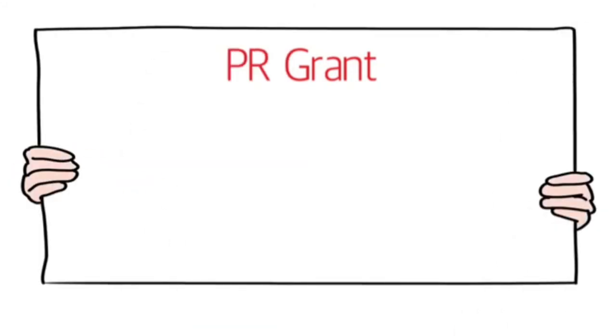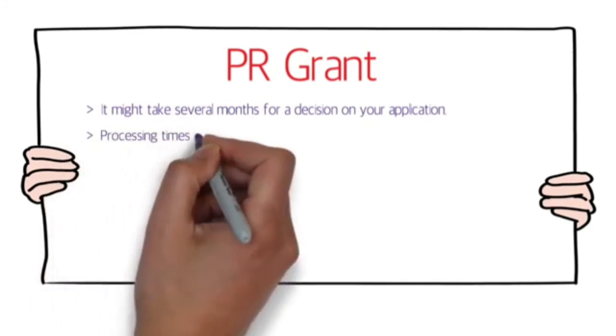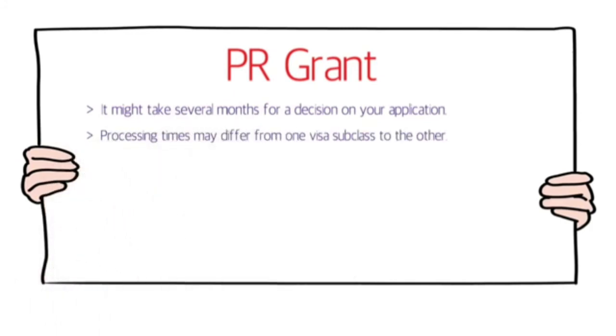Now let me tell you something about the PR grant. After you submit the application, it might take several months for a decision on your application. It generally varies from one visa subclass to another. I'll make separate videos on that. So let me tell you about the processing times. It's taking around 4 months to 7 months, something like that. I'll tell you in detail in different videos.